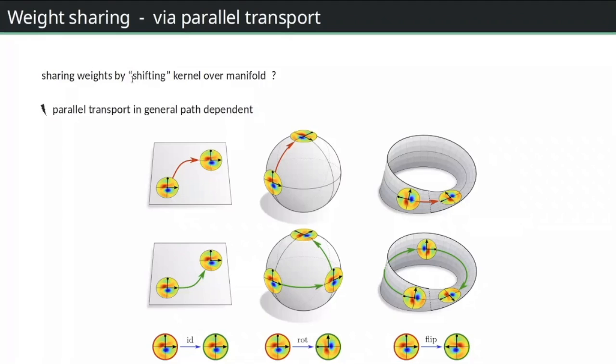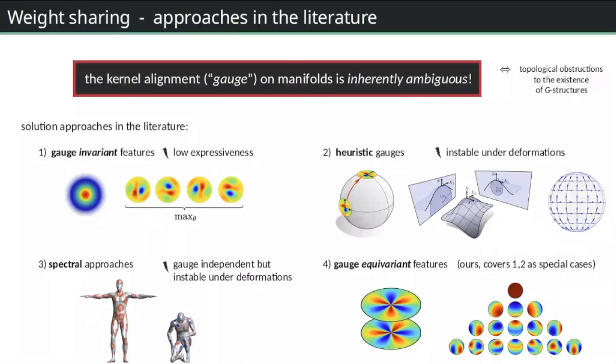Another example is the Mobius strip, which is actually a locally flat manifold. So you won't get rotations, but since you have this twist in the Mobius strip, if you go once around it, you will end up with a reflected kernel. So again, we have an ambiguity, and somehow we need to resolve it or deal with it. Indeed, it turns out that this choice of rotation or reflection of a kernel on a manifold is inherently ambiguous. That relates to topological obstructions, but I guess you will understand that later. And people have proposed some solutions.